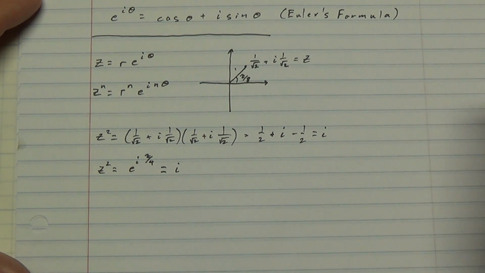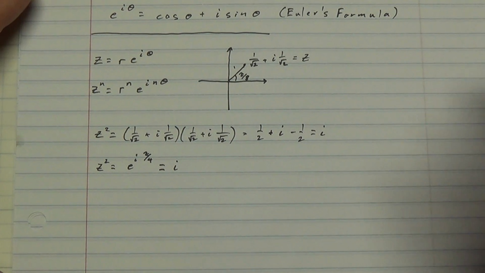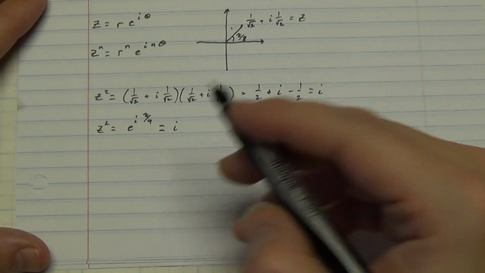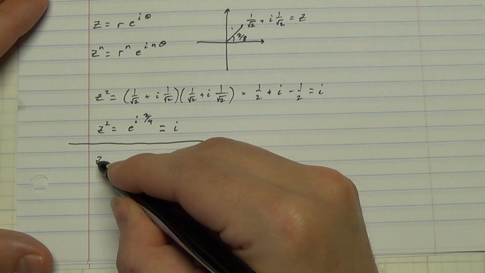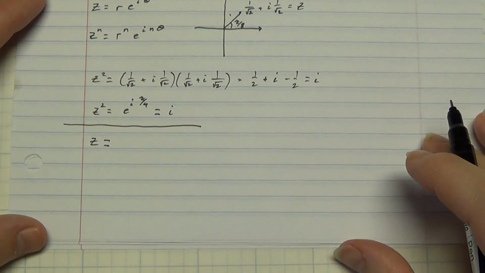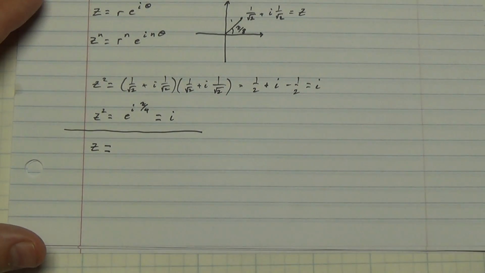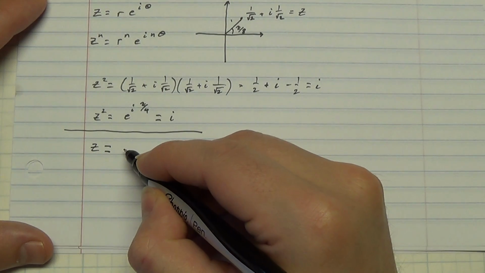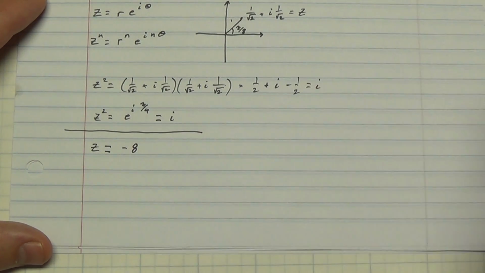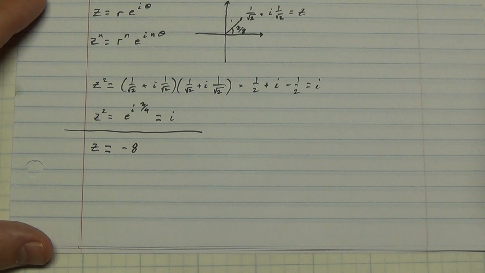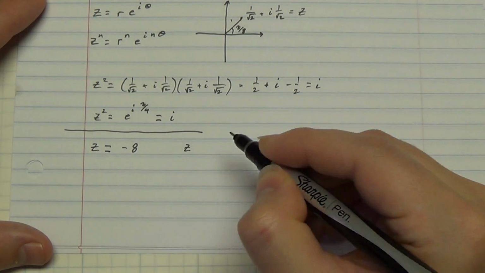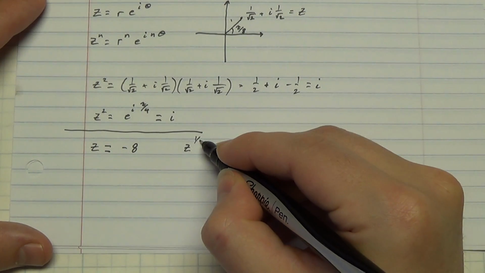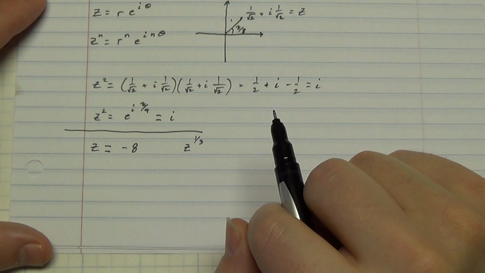A fractional power is a root. So let's take another example. Let's say -8. It's a complex number. It's just a purely real complex number. And let's evaluate the 1/3 power.